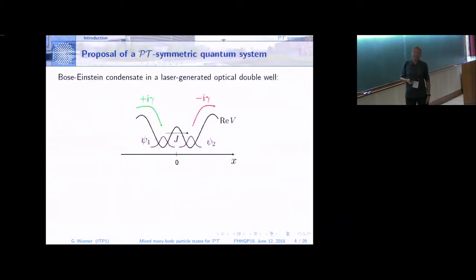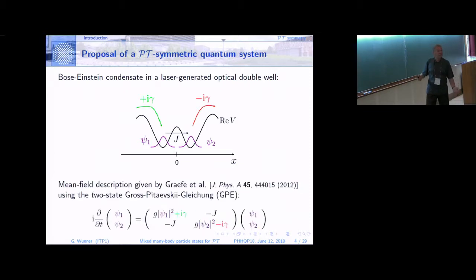So now the proposal that I've already mentioned is a Bose-Einstein condensate in a laser-generated optical double well, where you have particles injected in the left well, then you have a coupling between the two wells, and particles are ejected or drained from the right well. This is the physical picture within an effective description.